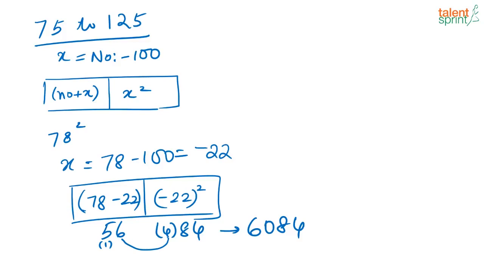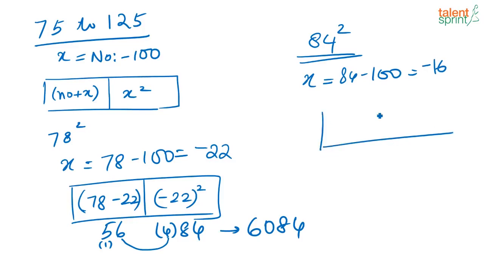Now let me give you another number. Will you guys try it out using this method? Try out what is 84 squared using this method and give me the answer. In this method, you have to find out x, that is the difference of the number from 100. So x here is 84 minus 100, which is equal to minus 16.